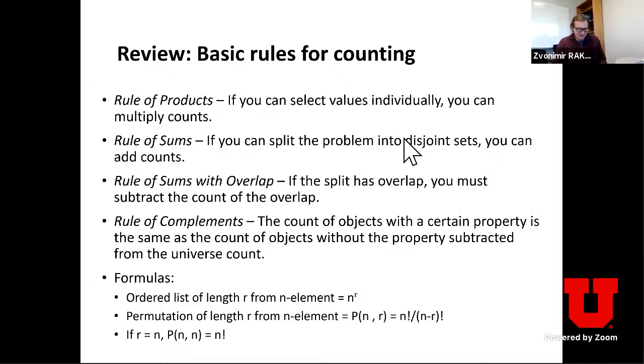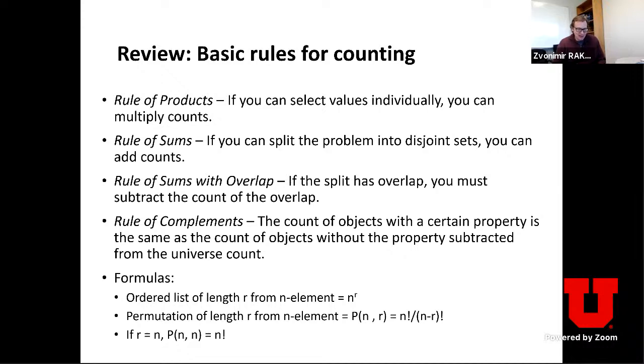Okay, let's come back to this. So the rule of sums with overlap, we covered that. Rule of complements: we will actually see this one, so keep it in mind when you are working on the problems that we'll go through. It says that we can count objects with a certain property by counting the objects without the property and subtracting from the universe count. I know this sounds kind of abstract now, but we'll see in the problems how to use it.